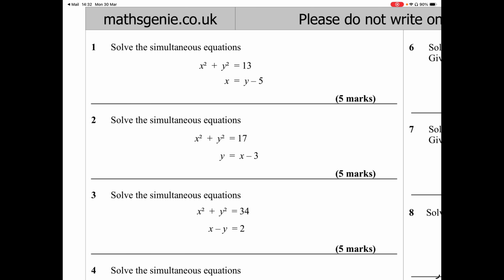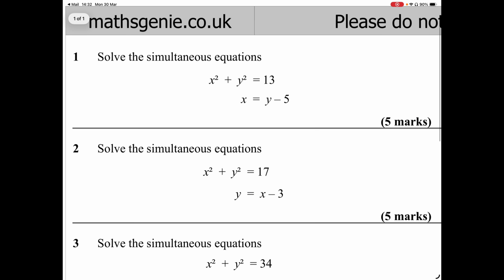We're going to solve some simultaneous equations, but slightly bigger ones, the ones where you have to use substitution as opposed to elimination. This is a circle for a start, so if we drew a little picture of it, it would look like this. So that would be root 13 there, and then this would be root 13 there, etc.